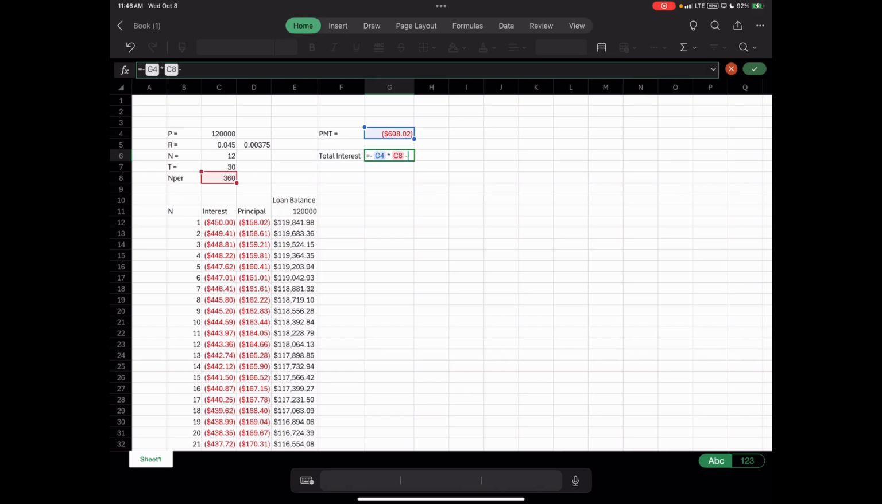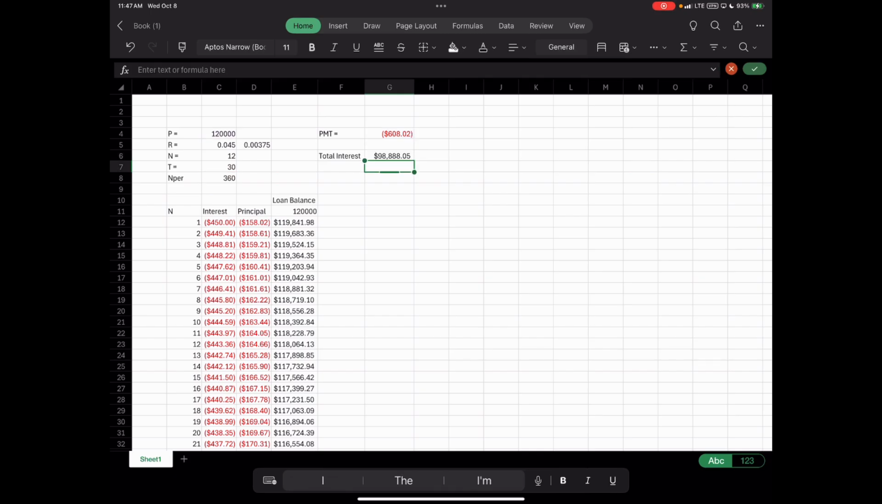And now from that I want to subtract the initial value of the loan. That way I can find out how much interest was actually paid. And fortunately, that number looks really familiar. About $100,000 on a $120,000 loan.